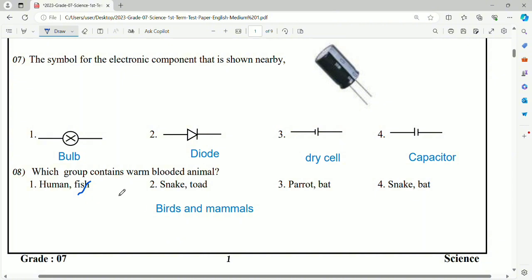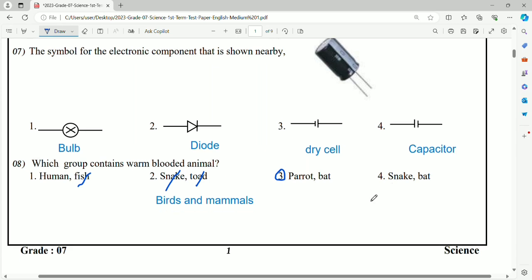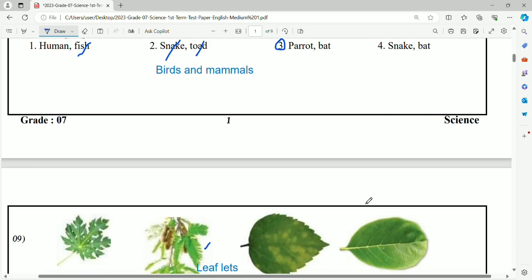Other animals' body temperature will change according to the environment. If you take the fish, their body temperature will change according to the environmental temperature. Snake, reptiles, their body temperature changes. Toad, amphibia, their body temperature changes. Parrot, birds, their body temperature does not change. But mammals, their body temperature does not change. So the answer will be the third one. Snake is also a reptile; their body temperature changes according to the environmental temperature.